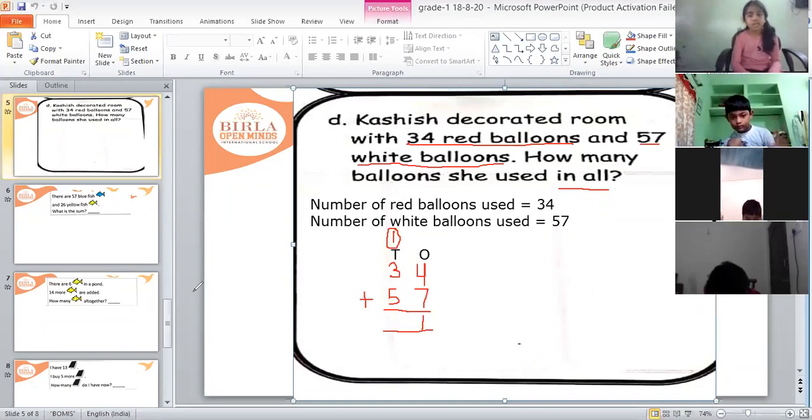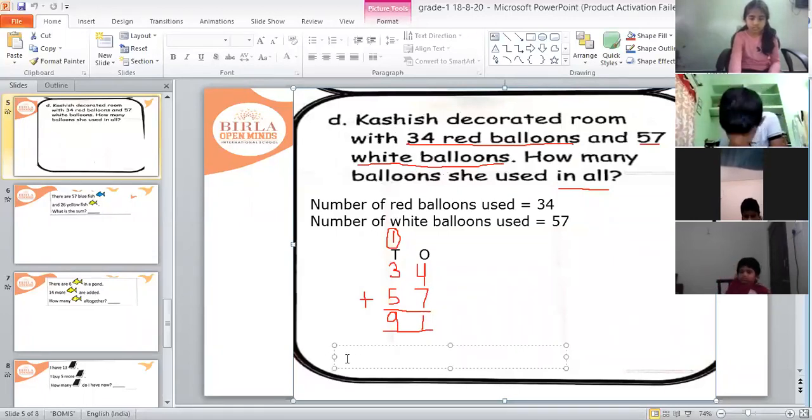And 8 plus 1, how much? After 8, count forward 1. 9. Yeah. So 8 plus 1 is 9. So we'll write 9 here in tens place. Right. So this is 91. 34 plus 57 is 91, children. So we'll write the last statement now.